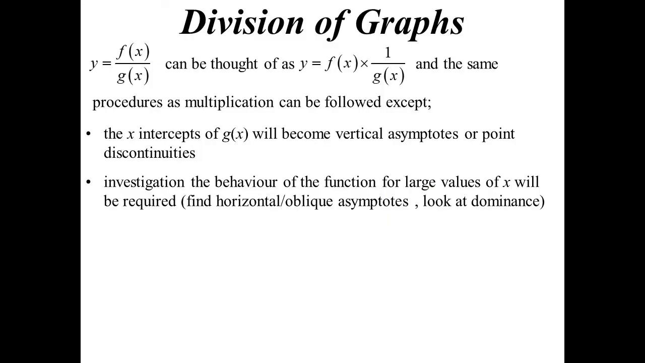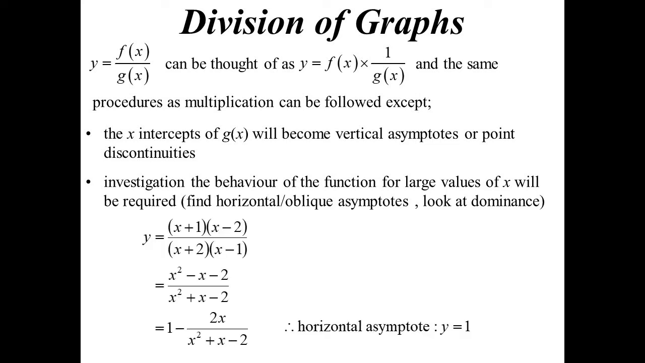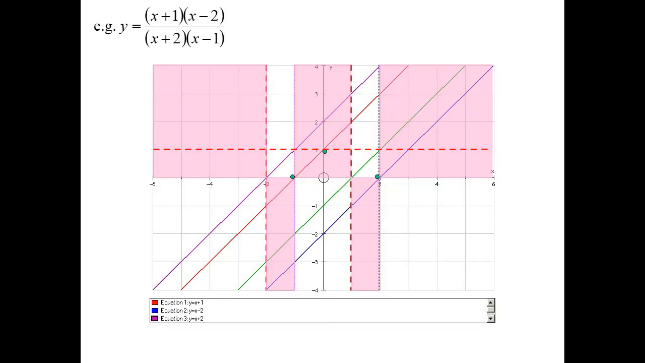Now, what's happening? Again, you've got that idea of dominance that might come into play. Or no, in this case, we've got four straight lines, so nothing's really going to dominate there. Find any asymptotes. So again, we could do our polynomial division like we did before, and we say, oh look, there's a horizontal asymptote at 1. So draw that one in.